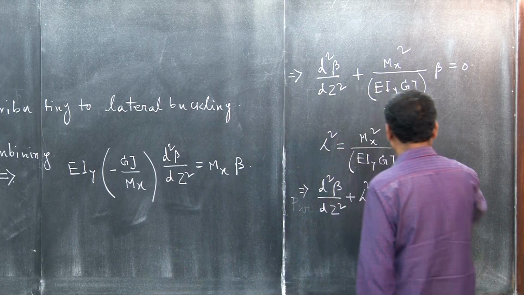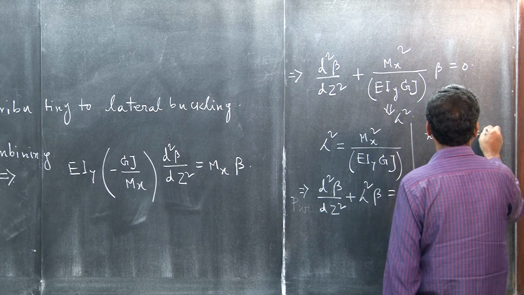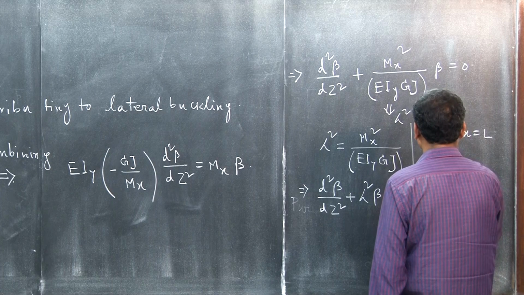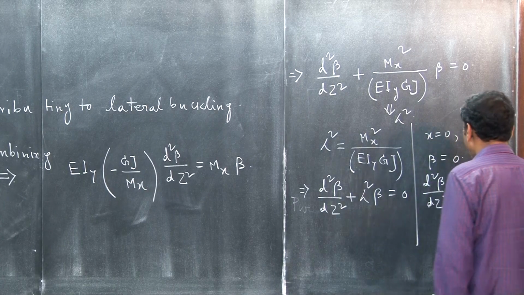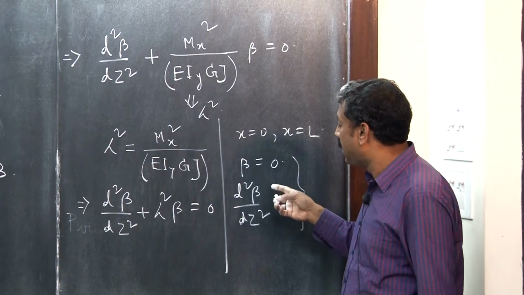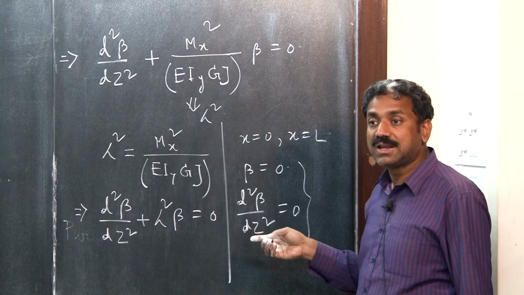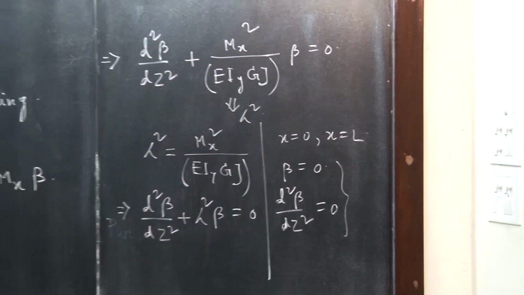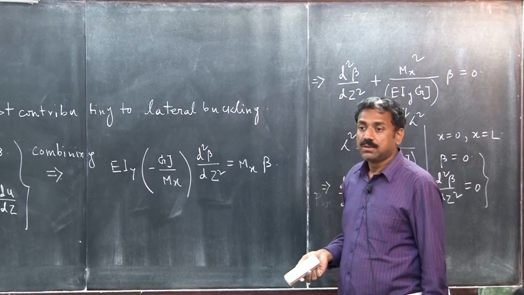And now we can put the boundary conditions that at z equal to 0 and at z equal to L, both ends, beta is equal to 0 and d2 beta/dz2 is 0. Beta equal to 0 means it is restrained against twisting and unrestrained against warping. We are allowing it to warp freely. That leads to this boundary condition. Now may I remove this one? All of you have noted it down, okay?